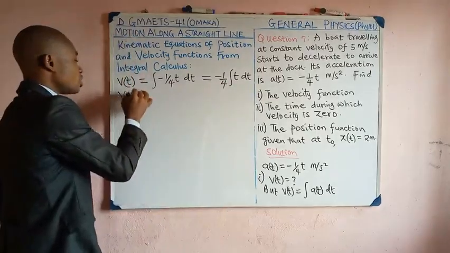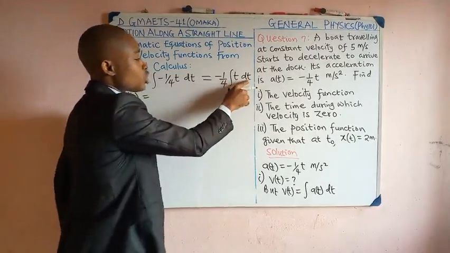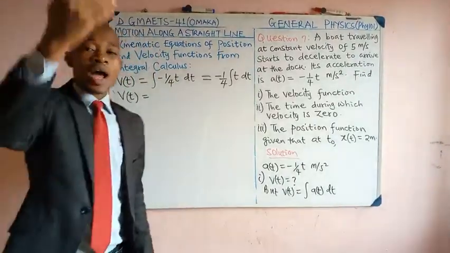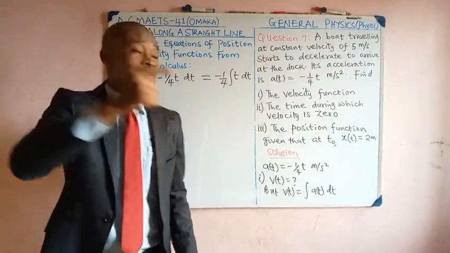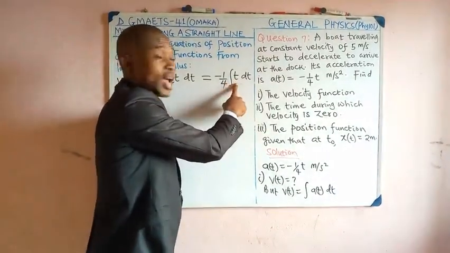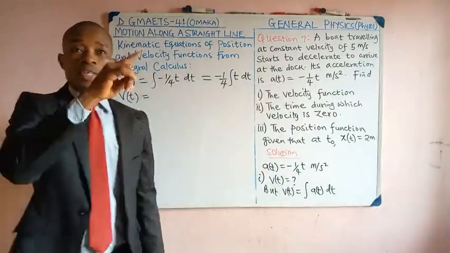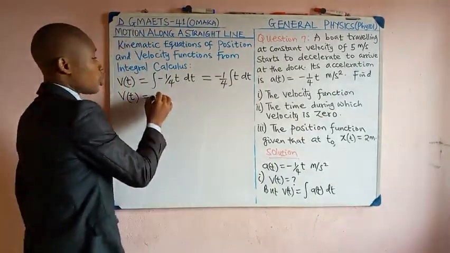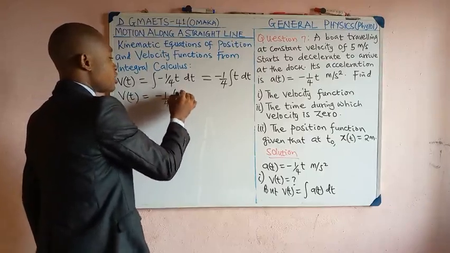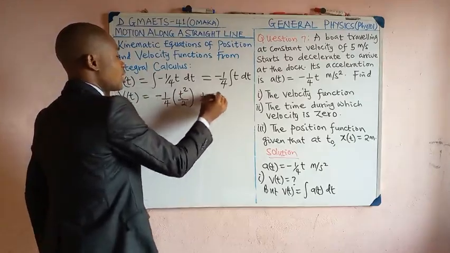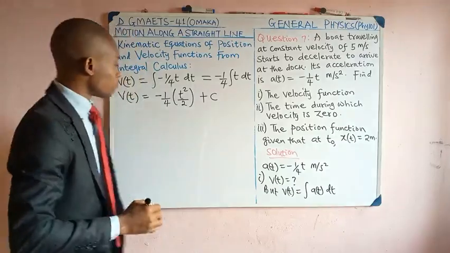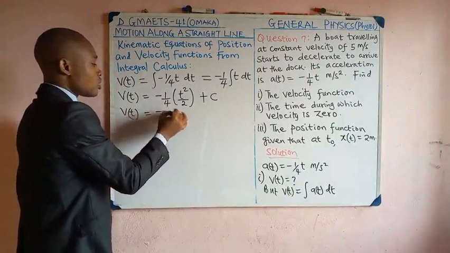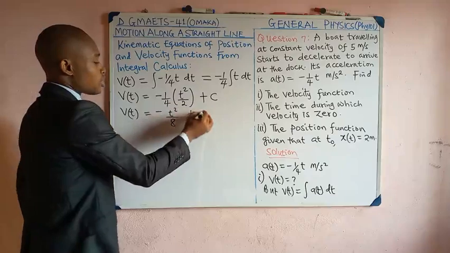So the velocity function is now equal to, let's integrate this t with respect to t. This is t raised to power 1, you know that. To integrate, simply add 1 to the power. It's a polynomial function. So add 1 to the power of t, which is already 1, and then divide by the new power. t raised to power 1 plus 1 divided by 1 plus 1 will give you t raised to power 2 over 2. So this will now be equal to minus 1 over 4, open brackets, the integral is t squared over 2. Then we can now add the constant of integration c. The velocity function is now going to be minus t squared all over 8 plus c.